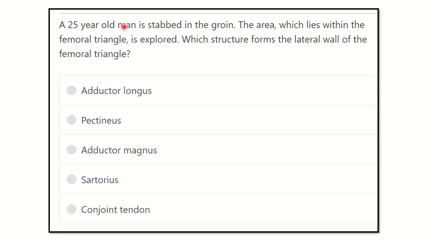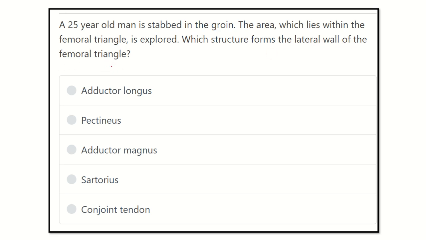Here is the question. A 25 years old man is stabbed in the groin. The area which lies within the femoral triangle is explored. Which structure forms the lateral wall of the femoral triangle?